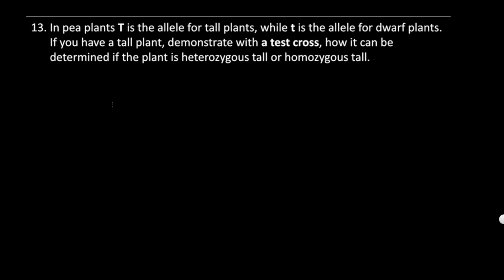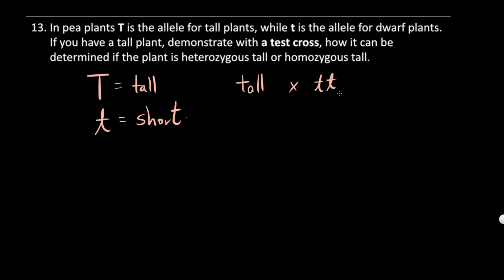Let's do this problem. Capital T, the dominant allele, is tall, and the recessive allele is short, or dwarf. Okay, so we were given that. If you have a tall plant, we don't know its genotype. So let's say we cross the tall plant with a test cross. The test cross is the homozygous recessive. You do a test cross to figure out the genotype of the unknown.